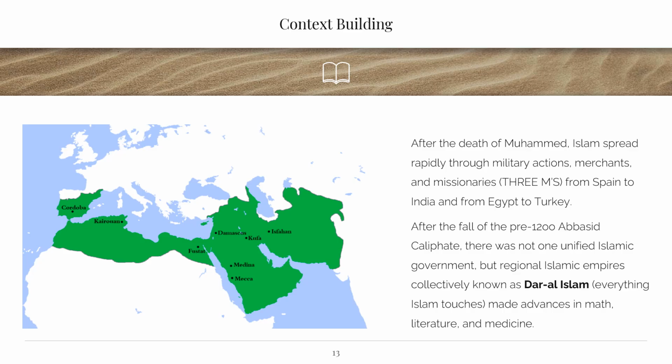During this time period, innovation wise, they did make a lot of advances in math, literature, and medicine. A couple of major locations are going to be major centers of learning. Of course, we have the House of Wisdom, and then Cordoba as part of Al Andalus. Those are going to be major cultural centers.